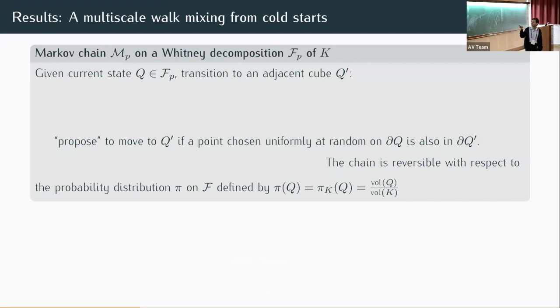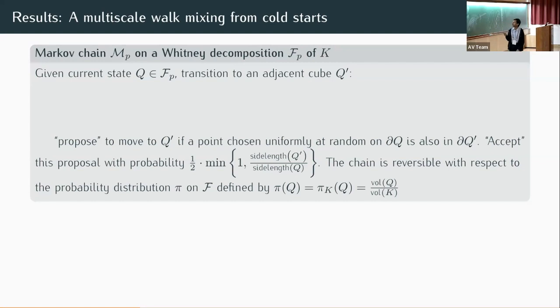Given a current state, the way we transition to an adjacent cube is the following: you propose the move to Q prime. How do we propose the move to Q prime? We just pick a point uniformly at random on the surface of the current cube, and we propose to move to the Q prime in which that point lies. Then we accept with a certain probability: you accept this proposal with probability 1/2 times the minimum of 1 and the ratio. So this is the usual Metropolis filter to make the chain reversible.